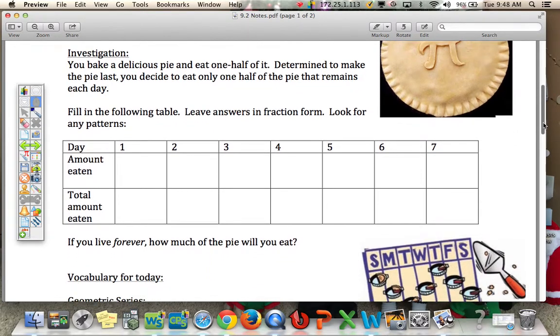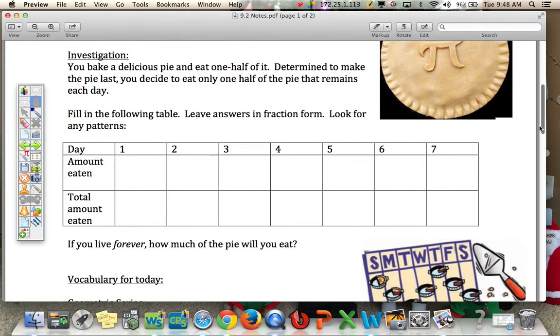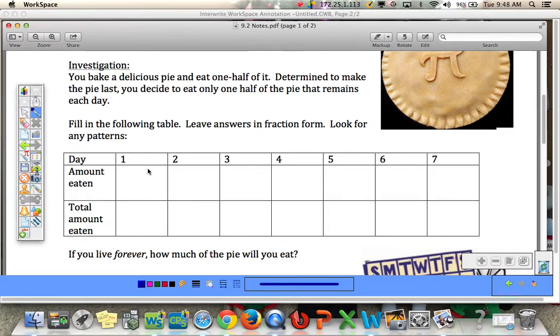Today we're going to look at, again, geometric series. So let's take a look at the first problem. You bake a delicious pie and you eat 1/2 of it. Determined to make the pie last, you decide to eat only 1/2 of the pie that remains each day. Fill in the following table, leave answers in fraction form, look for any patterns. So on day 1, you bake the pie, you eat half of the pie.